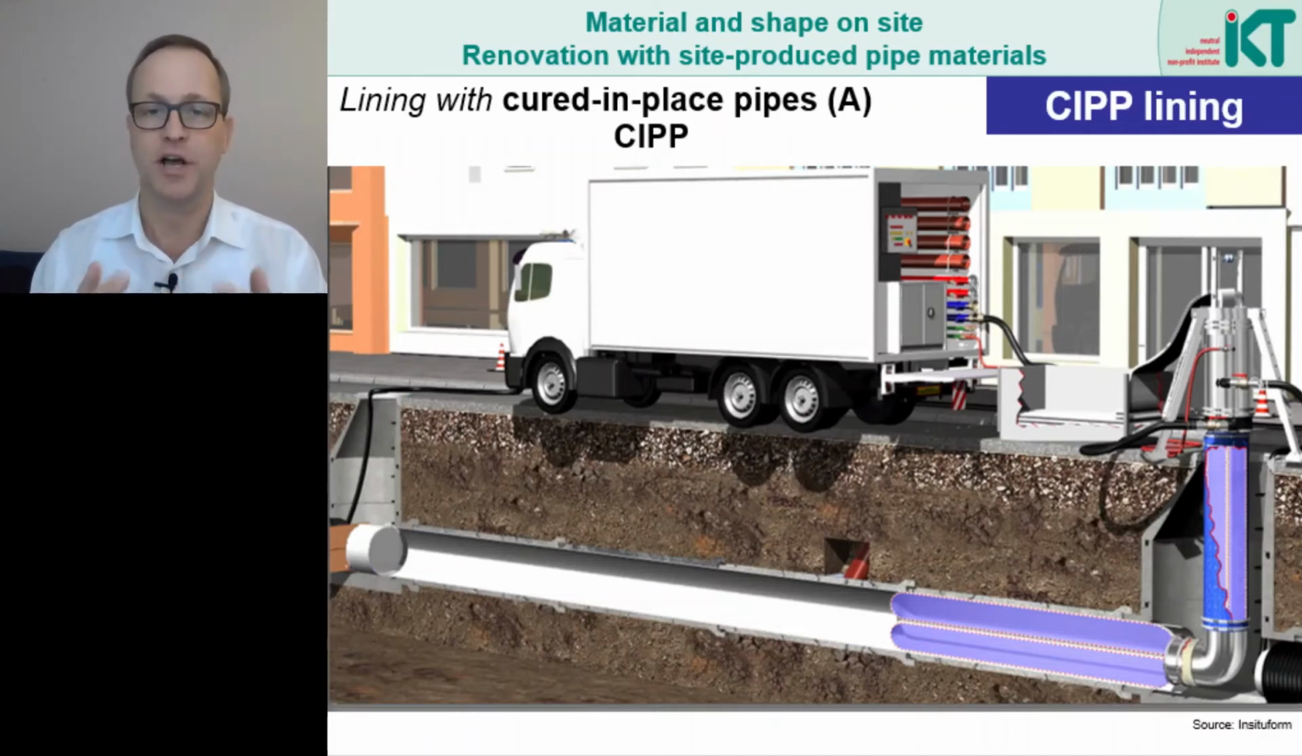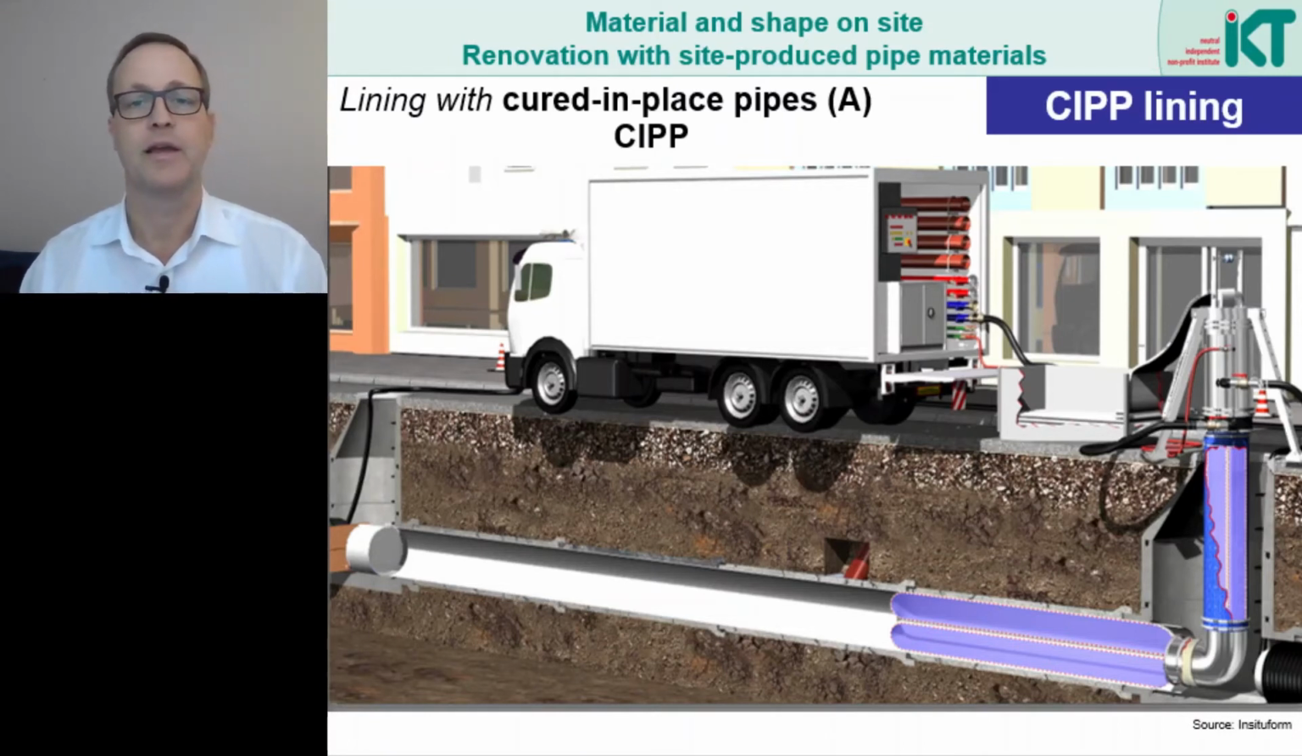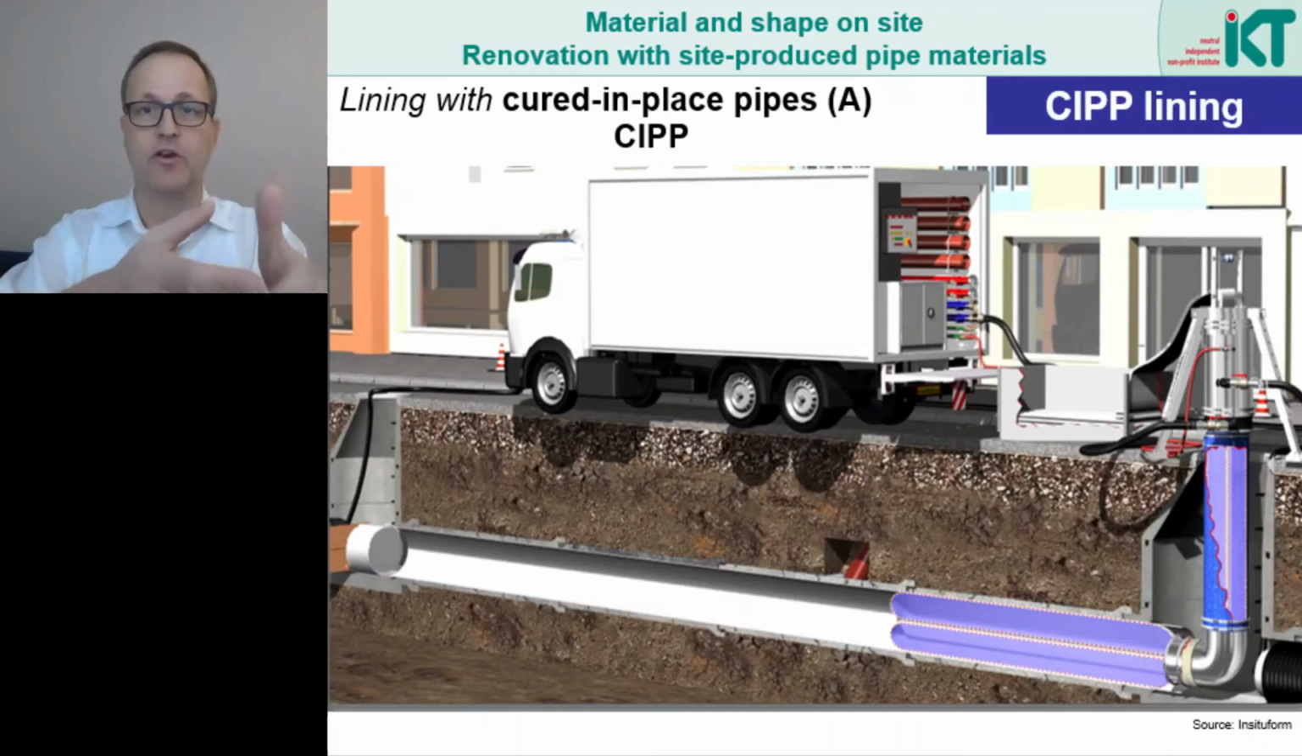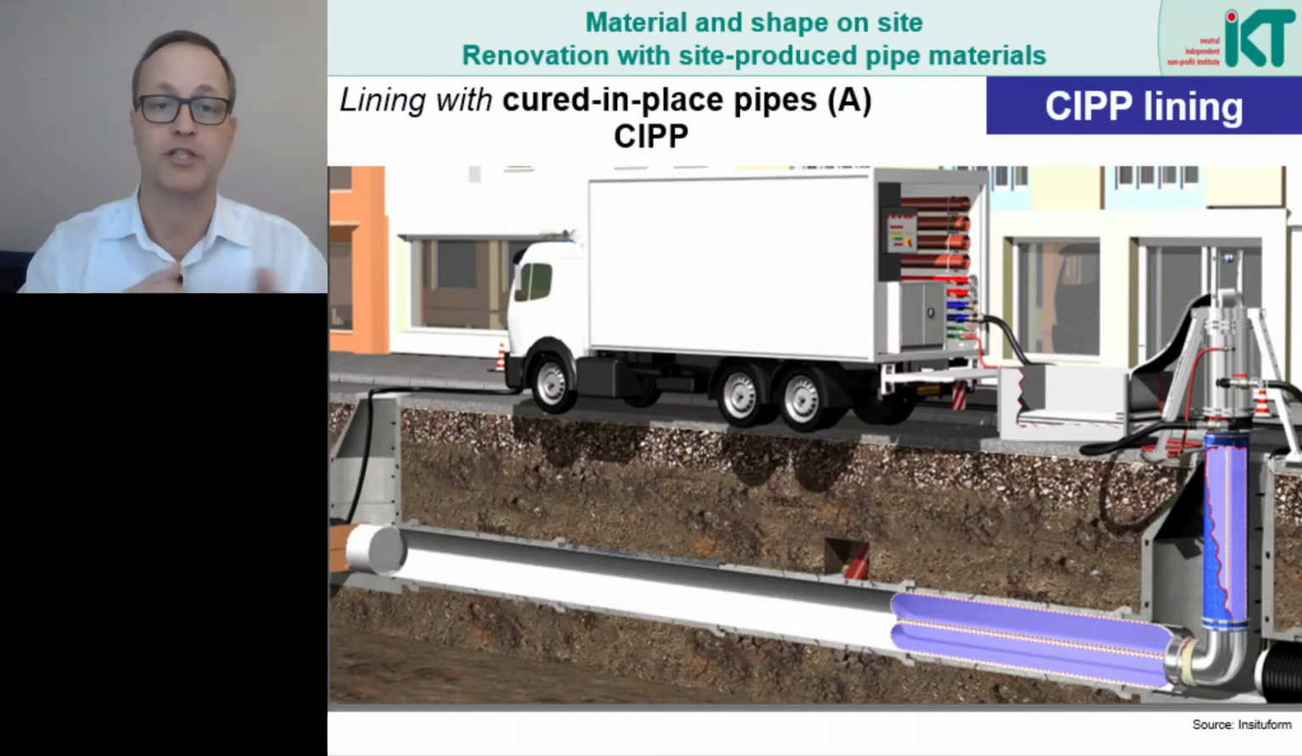This keeps it soft and flexible for installation. GRP or needle felt is used as the carrier material, and unsaturated polyester resins, vinyl ester resins or epoxy resins are usually used as the resins. In this picture we see a process variant called inversion process. Here the hose is inverted into the old pipe by means of water pressure.